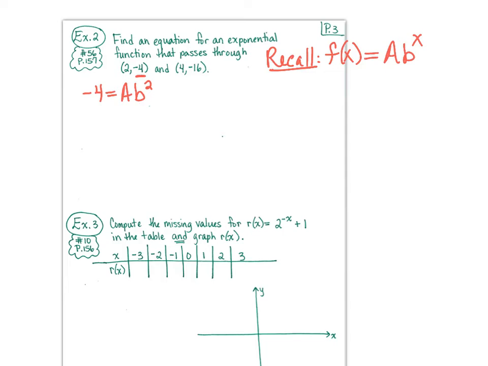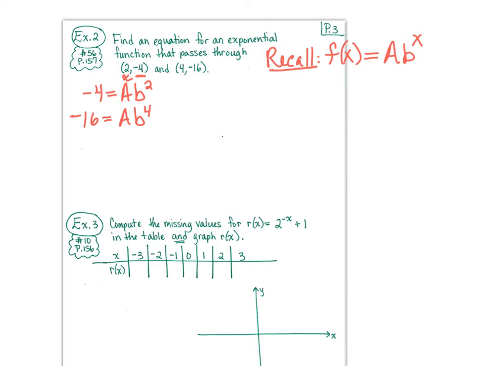Okay? Similarly, we can say A, B. Note that, where did the 2 come from? The x, right? The 2 came from the x. So that's where this 2 came from. So tell me, what is the other equation I can write down based on 4, -16? Say it loud. -16, AB to the 4th. Good. So we have these two equations.